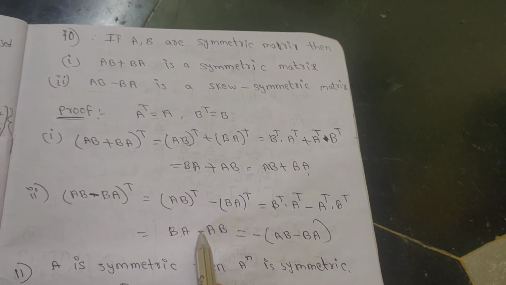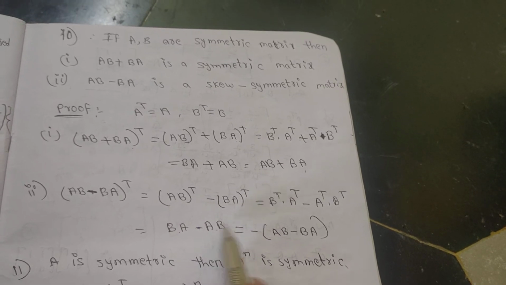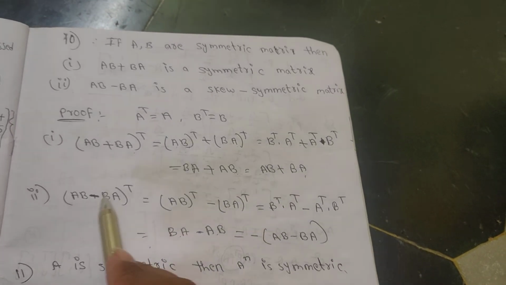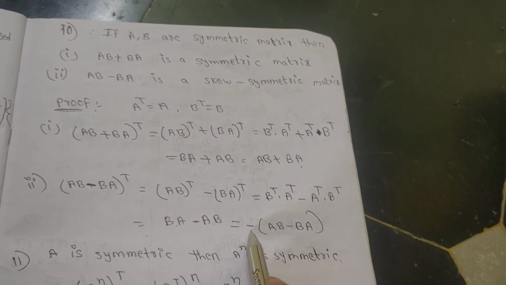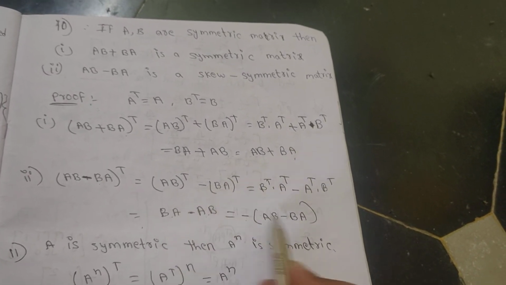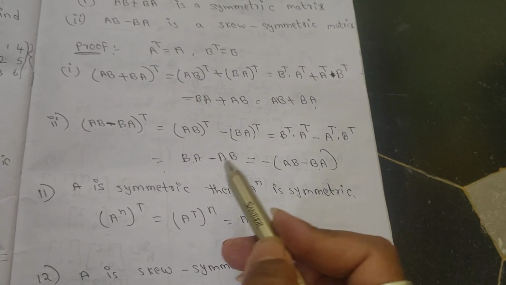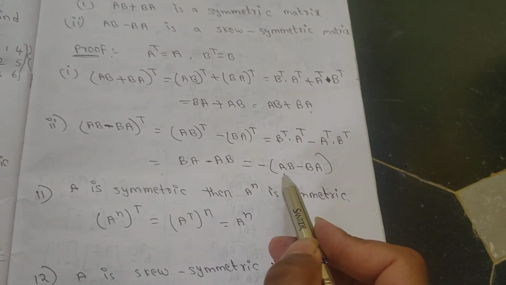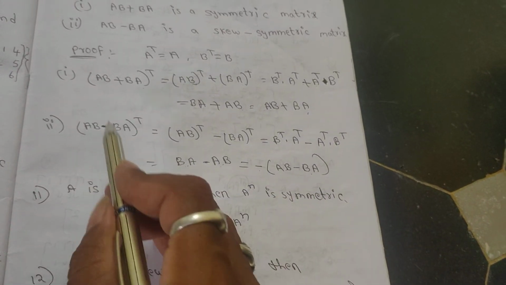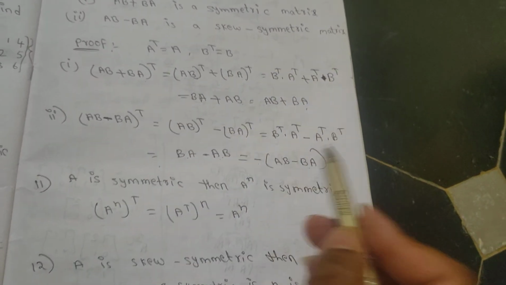In a difference, we can't write AB as BA, or BA as AB. So that's why, if you take minus common, then you can write it in terms of this one. If you take minus common, this AB becomes plus AB, and plus BA becomes minus BA. So minus of (AB minus BA). So (AB minus BA)ᵀ is equal to minus of (AB minus BA). So that means if C transpose is equal to minus C, what can you say? This is a skew symmetric matrix.